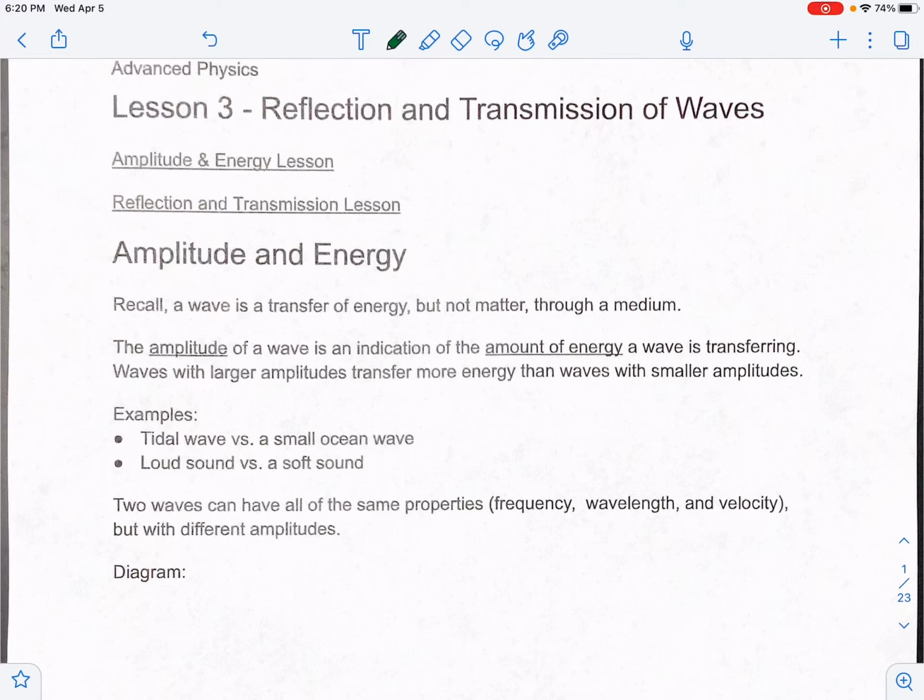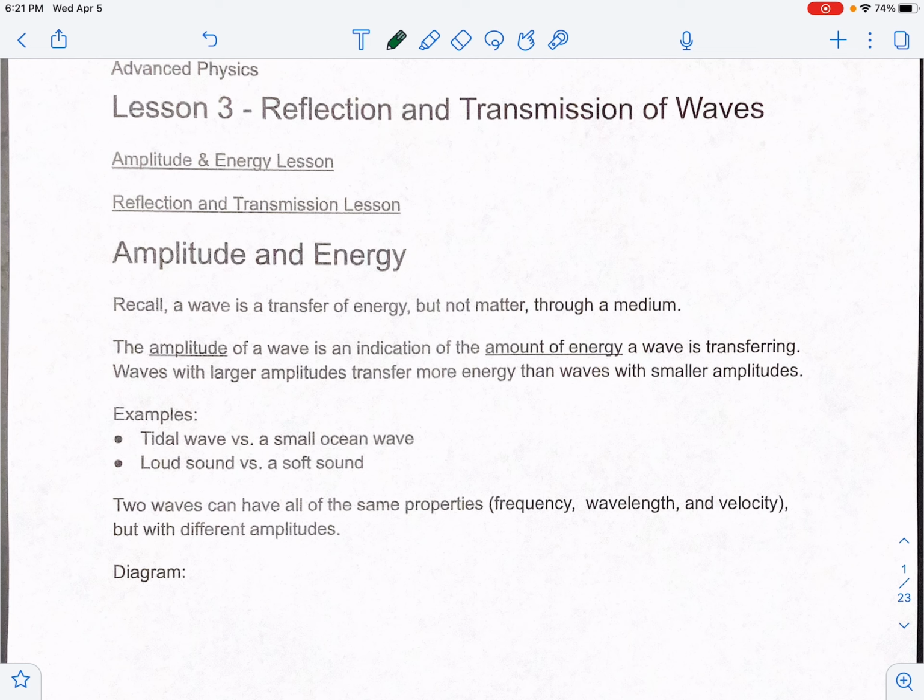All right, so this page is going to start on page 18 of your packet. So we're going to talk about reflections and transmissions of waves. If you recall, a wave is a transfer of energy, but not matter, through a medium. So we're not actually moving the matter itself from left to right. What's happening is energy is being transferred from one particle to the next.